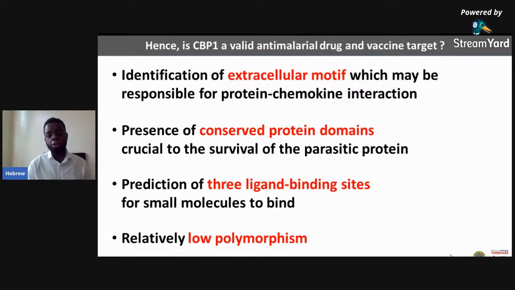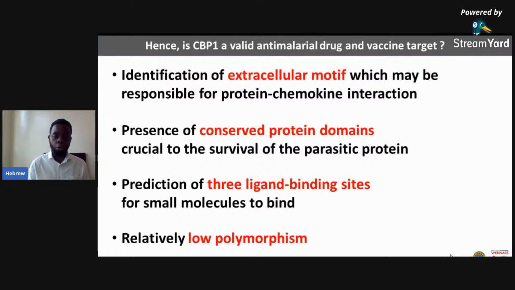So just to answer the question at the end, is our protein CBP1 a valid antimalarial drug and vaccine target? I think with the evidence that we're able to get, we can infer that yes, it is, because we have an extracellular motif, which is maybe responsible for the protein chemokine interaction. Having an extracellular motif can help us even identify the ligand in the chemokine that is responsible for cytoadherence, and that will also aid therapeutic approaches and further research into the study.